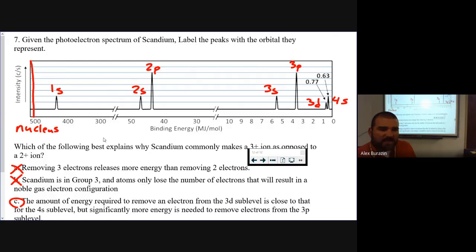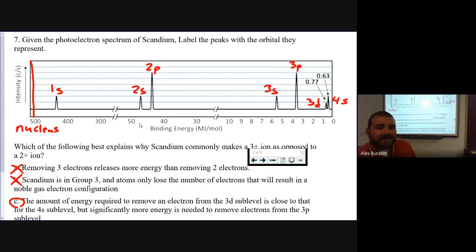The other thing you're responsible for is understanding that the height of these little peaks represents the total number of electrons in that sublevel of orbitals. This is 2 electrons, 2 electrons, 6 electrons. The reason why this can hold 6 and this can hold 2 is because s orbitals come in sets of 1, p orbitals come in sets of 3, okay?